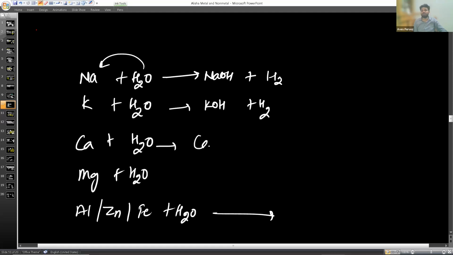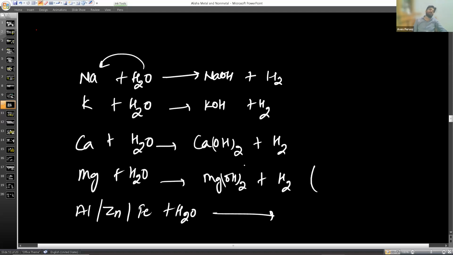This will give you calcium hydroxide plus hydrogen gas. It will give you magnesium hydroxide plus hydrogen gas. Can you tell me what the conditions are? Does magnesium react with cold water? No. So does magnesium react with hot water or cold water? Hot water and steam.